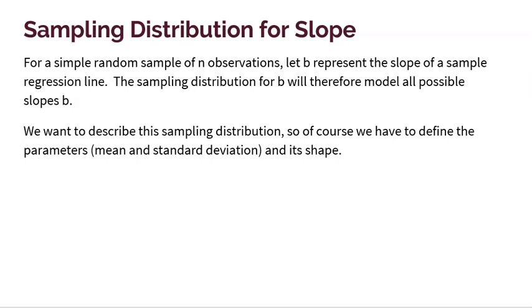So for a simple random sample of n observations, let b represent the slope of a sample regression line. The sampling distribution for b will therefore model all possible slopes b.